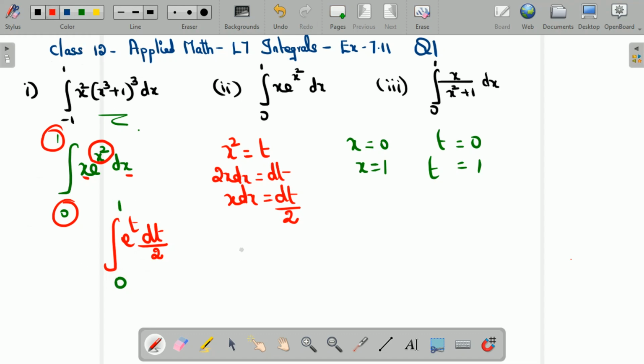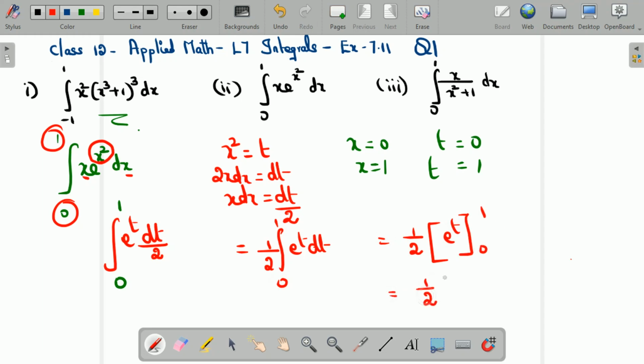So let's take the 1 by 2 outside. So 1 by 2 integral of e power t dt between the limits 0 to 1. E power t's integration is also e power t, between the limits 0 and 1. So 1 by 2 into (e power 1 minus e power 0). This we can rewrite as half into (e minus 1). So this will be the final answer for the second integration.